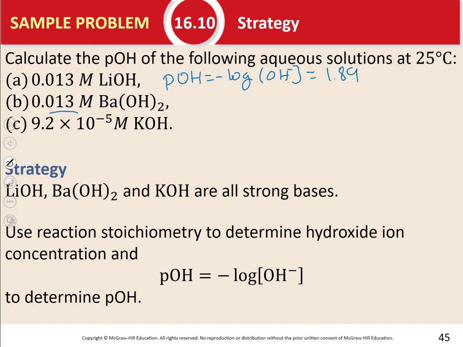How would barium hydroxide differ? The same concentration, so what's different about it? Would it have the same pOH? Good, because you have to double the concentration of hydroxide. So to find its pOH, it's not the negative log of 0.013, but the negative log of what? Good, 0.026. Which gives us what? Good.